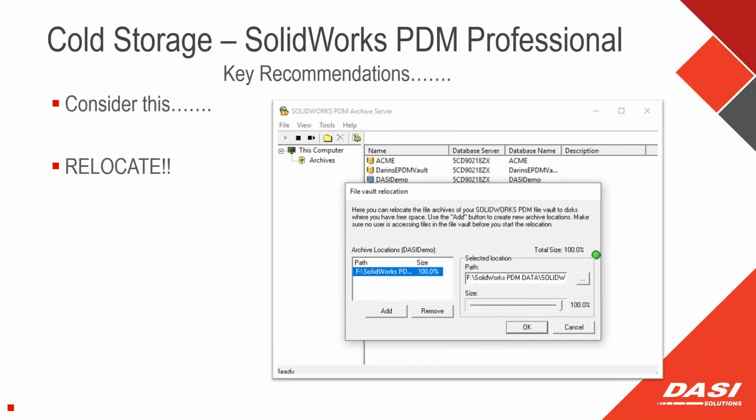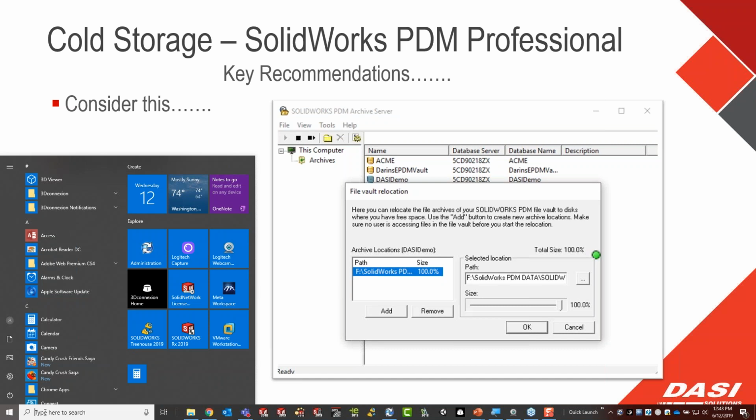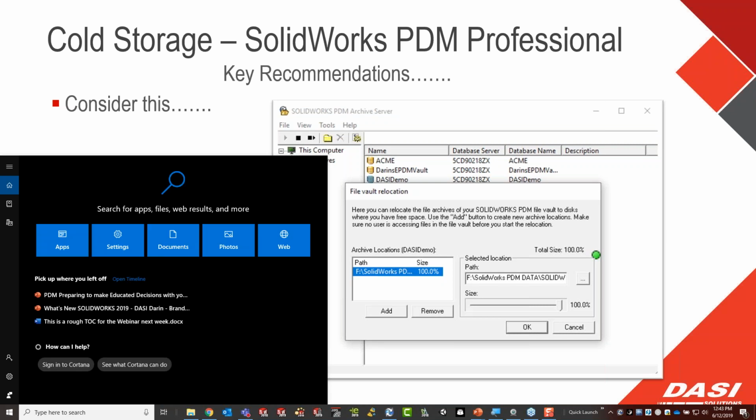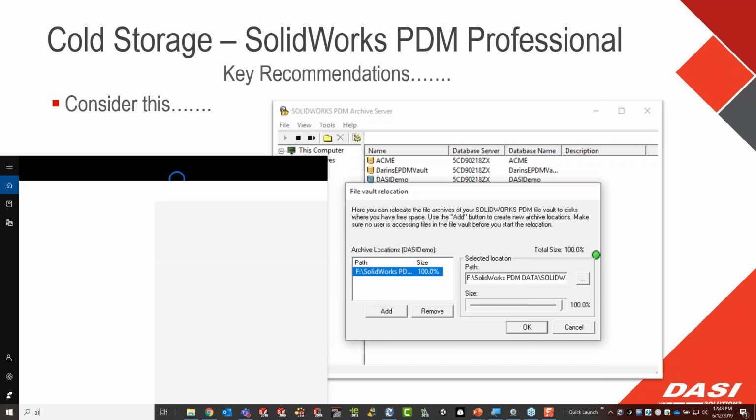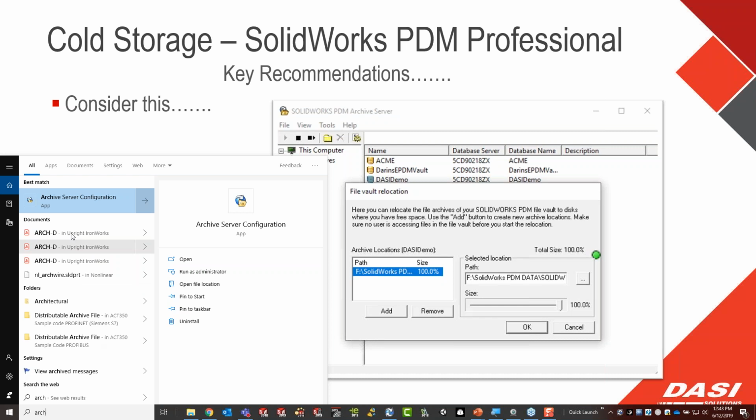Relocate is a feature inside of your PDM archive server administration tool. For this, I'm going to go down to my Windows button and hit search. To do the operation I'm going to show you here, all I do is start typing archive in the search tool, and you'll see that it comes up with the archive server configuration. Of course, you have to have PDM loaded.